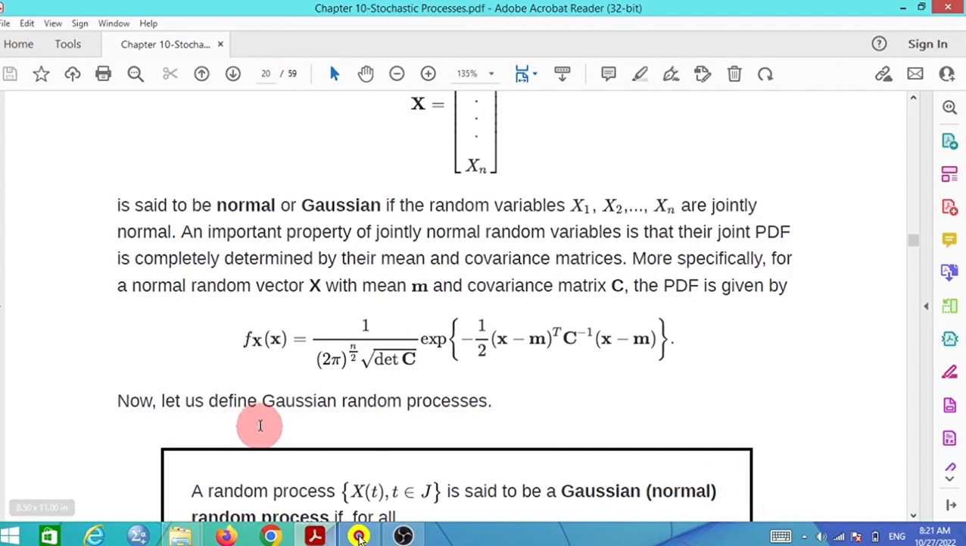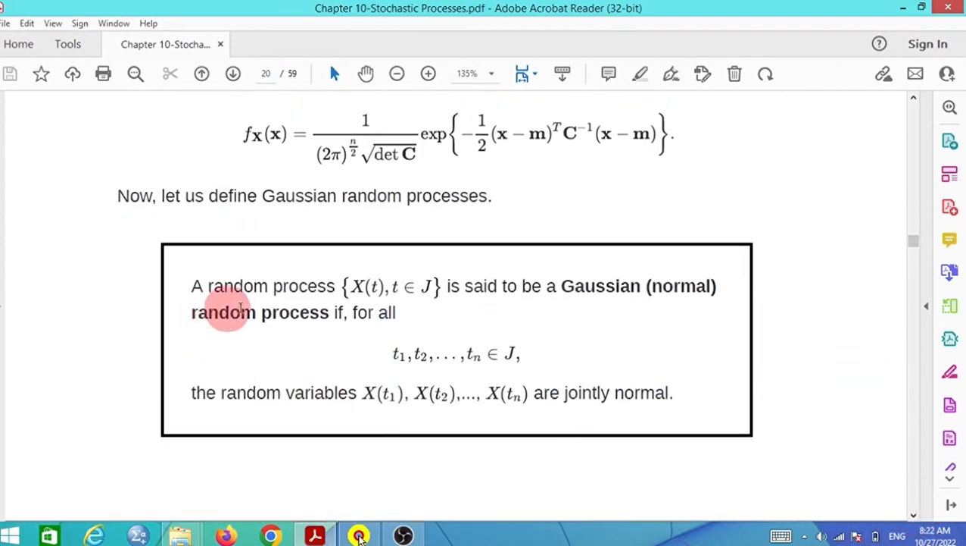Now, let us define a Gaussian random process. A random process X(t) is said to be a Gaussian random process if for all t1, t2, ..., tn belonging to the time set, the random variables X(t1), X(t2), ..., X(tn) are jointly normally distributed, meaning the distribution function is the same as this.